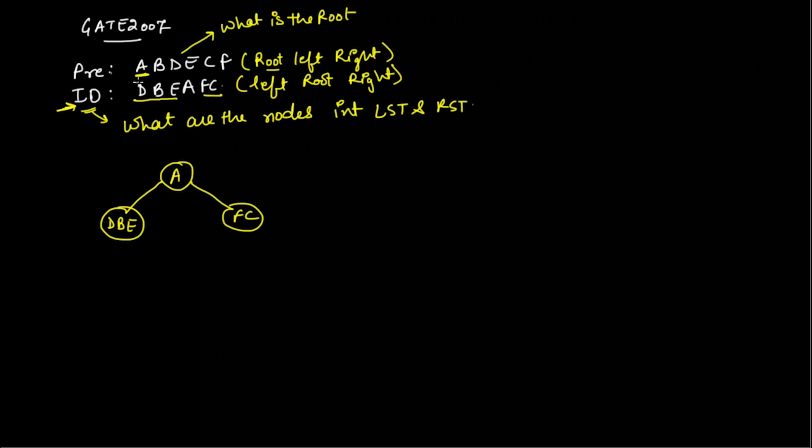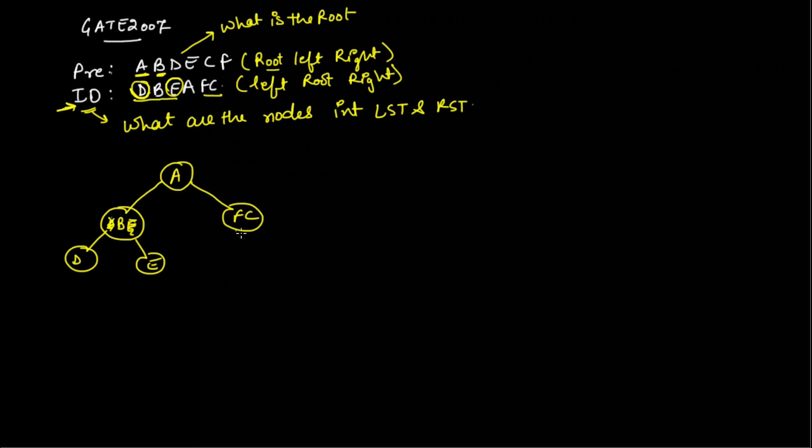If you go to your pre-order, the next element is B. That means B is the root for this left subtree. If B is the root, then we go to the in-order and see what is in the left of B and what is in the right of B. That means if B is the root, then D is in the left of it and E is in the right of it.